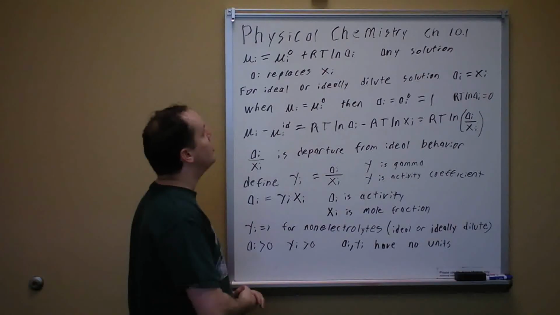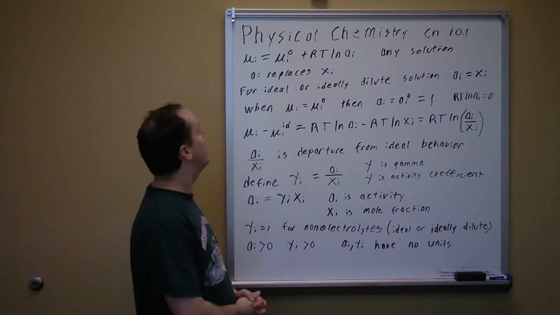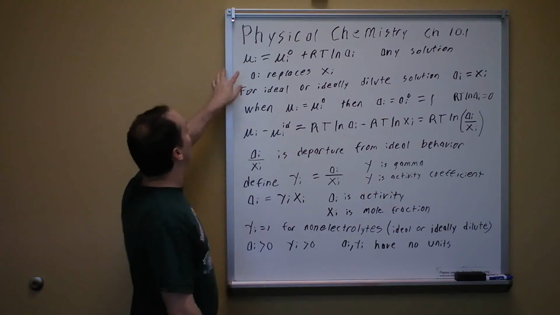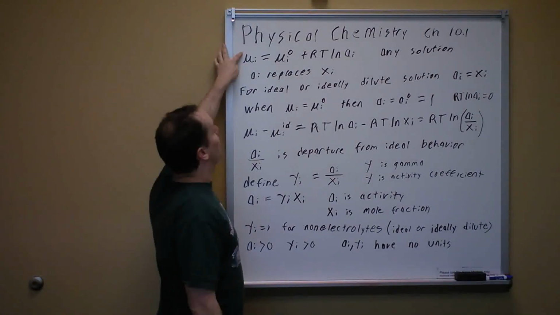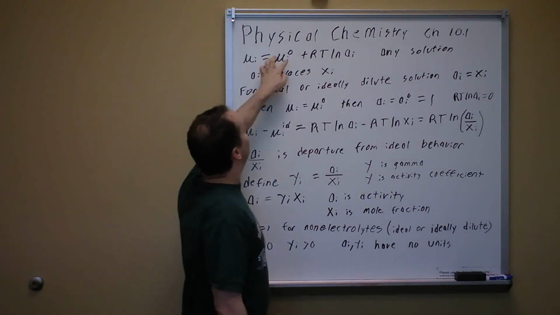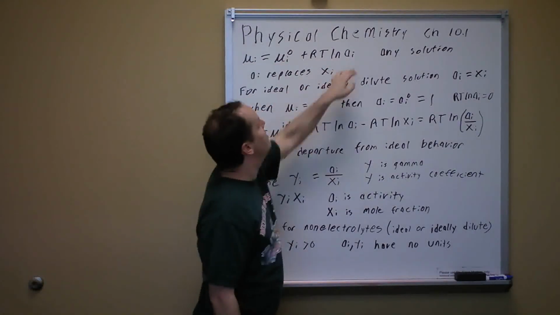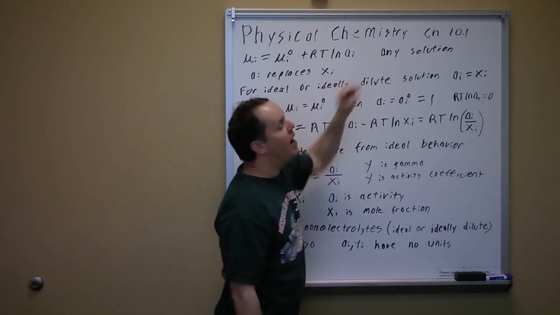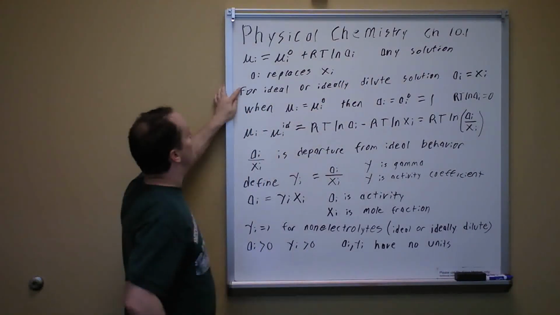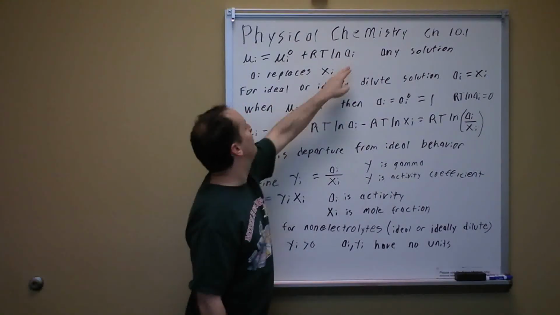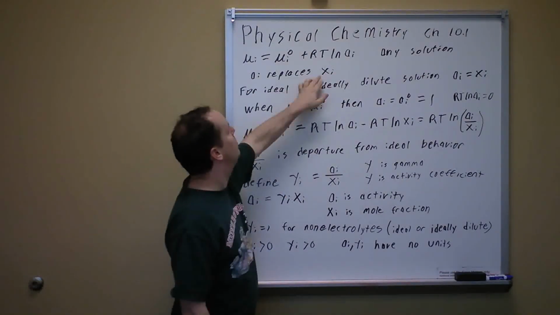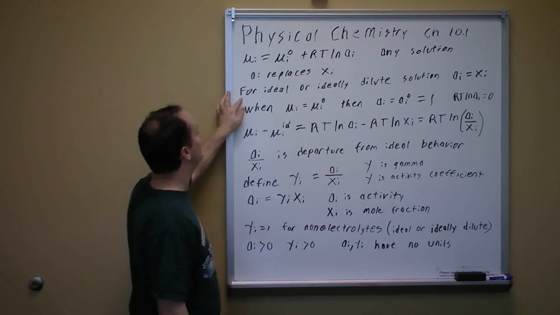Continuing on physical chemistry, chapter 10.1, we're still talking about solutions of non-electrolytes only. So we showed before how mu I, for real, not ideal, is equal to mu I naught plus RT natural log of the activity of a substance. So this would be true for any solution, not just ideal. So where we had the mole fraction before, we have the activity. So the activity of substance I replaces the mole fraction of substance I.